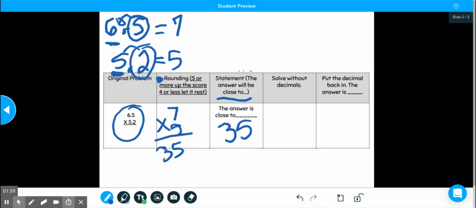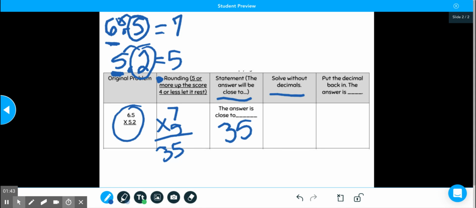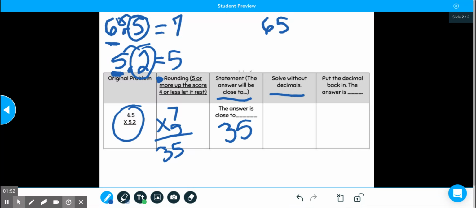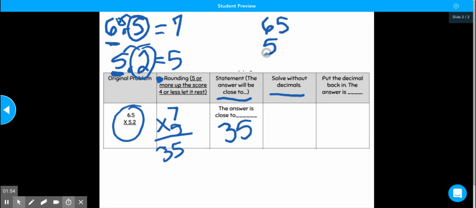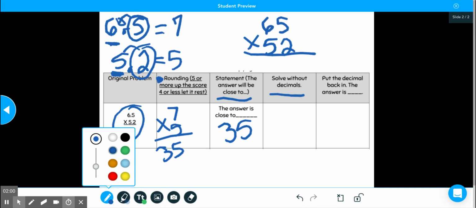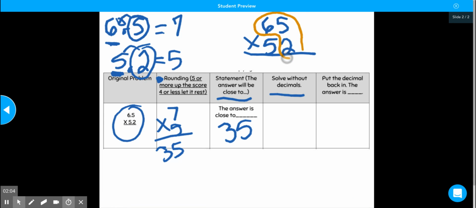All right, now we need to solve it without the decimals. Well, let's go ahead and try that. So instead of 6 5/10, actually it's going to be 65. And then 5 2/10, we're just going to call it 52. So now let's do it. Let's solve it algorithm style. I still like to call it turtle head and algorithm together.